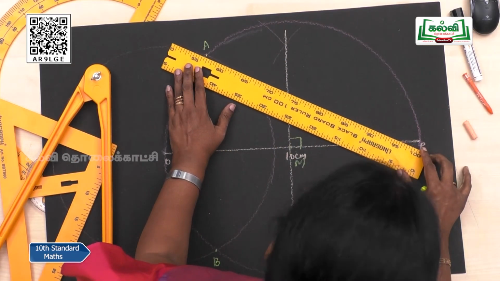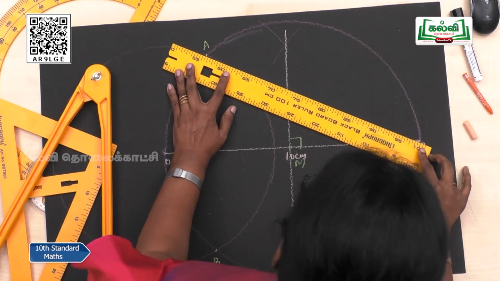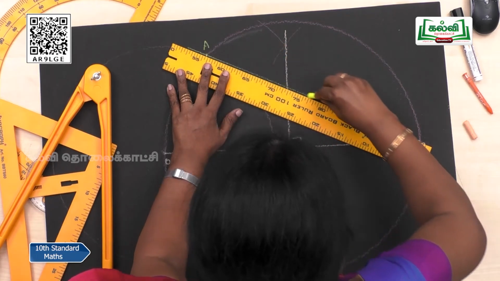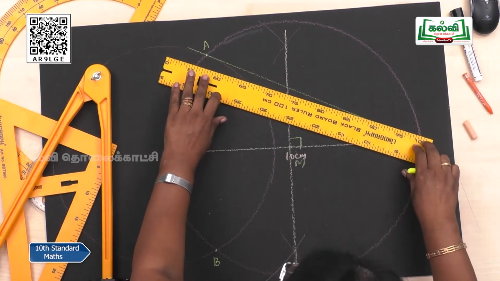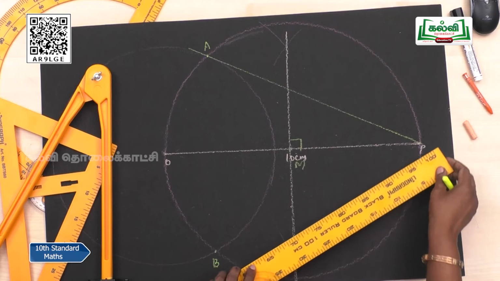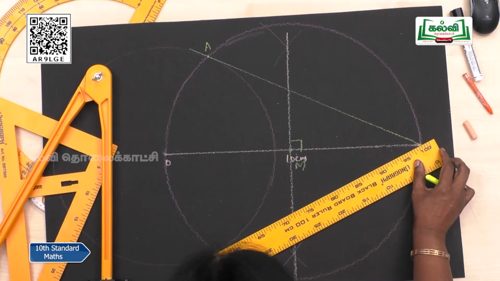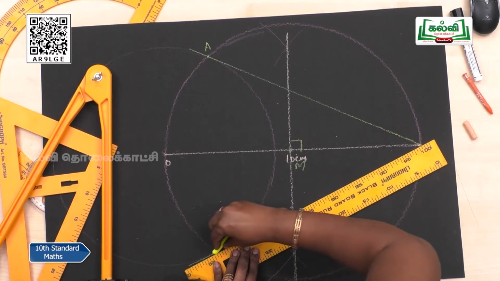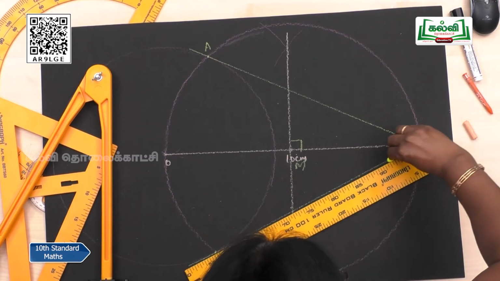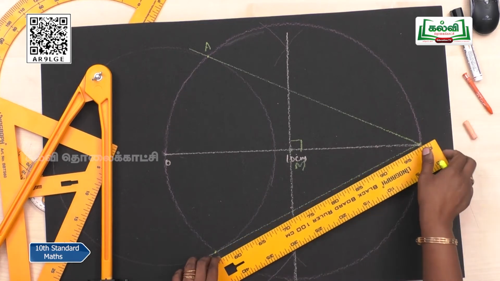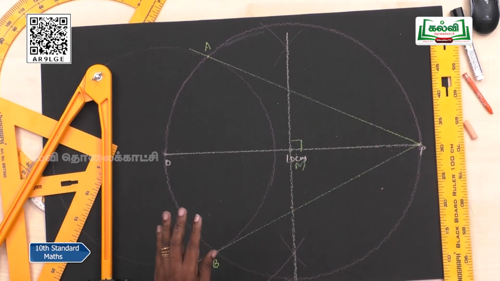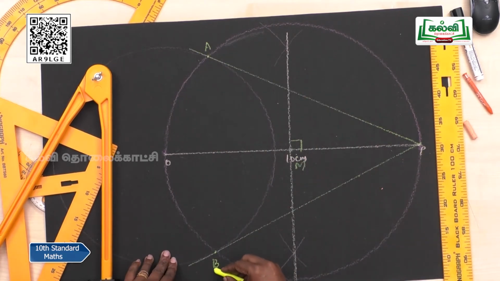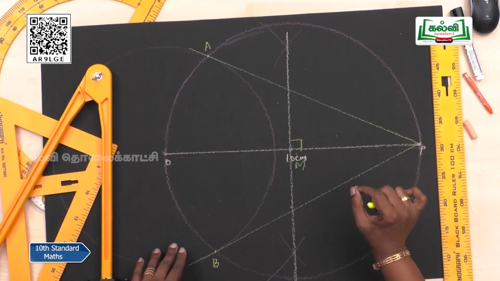Now, we are going to have the tangents using the scale. Join P and A. And same way, you can join P and B. This is the required tangents. So, now we have PA one tangent and PB is another tangent. Just I will tell you the steps for construction.